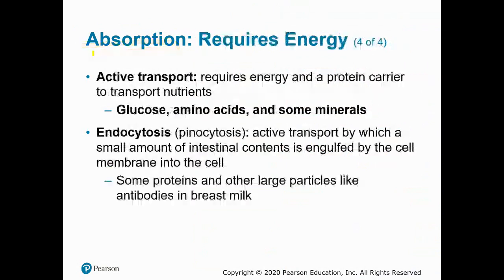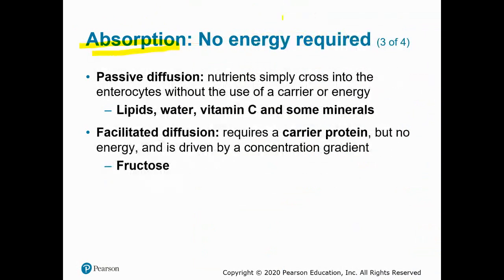Absorption can happen a few different ways, right? Absorption can either require energy or it can happen with no energy, meaning caloric, like use of calories. So two types of absorption that happen without caloric expenditure are passive diffusion and facilitated diffusion. You might recall diffusion from other bio classes. Diffusion just means moving along a concentration gradient, from an area of high concentration to low. That would make sense, right?